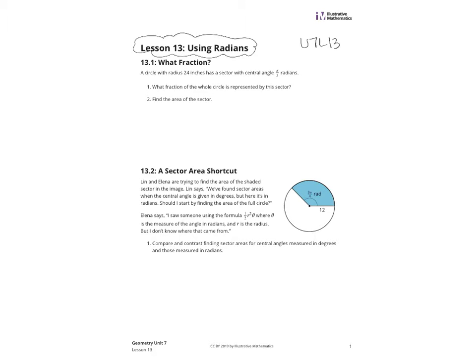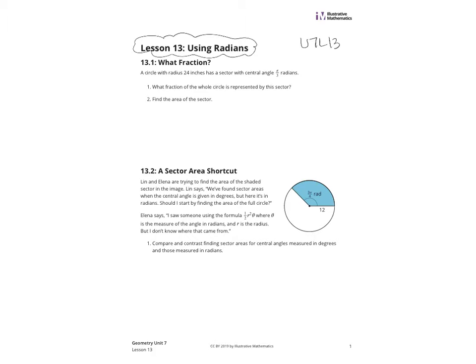This is really the exact same lesson you did last Monday, where we were using degrees to find sector area and arc length. Now we're going to use radians to find sector area and arc length. So let me first explain the two formulas before we get started.